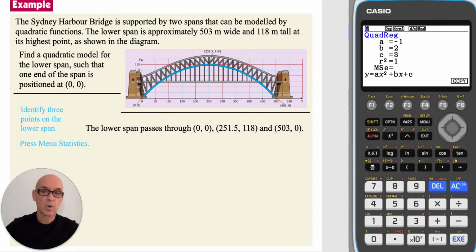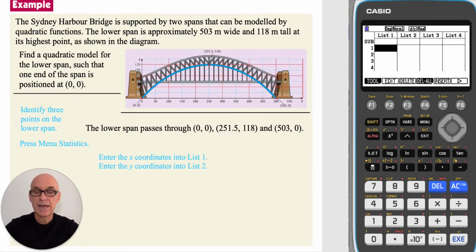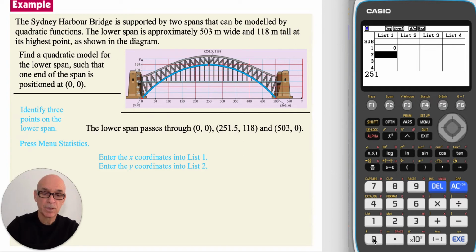To find the quadratic model using quadratic regression, if I just press exit, then I get back to the main menu, entering the x coordinates into list 1, so that's 0, 251.5 and 503. Moving across to list 2, entering the y coordinates, so that's 0, 118 and 0.